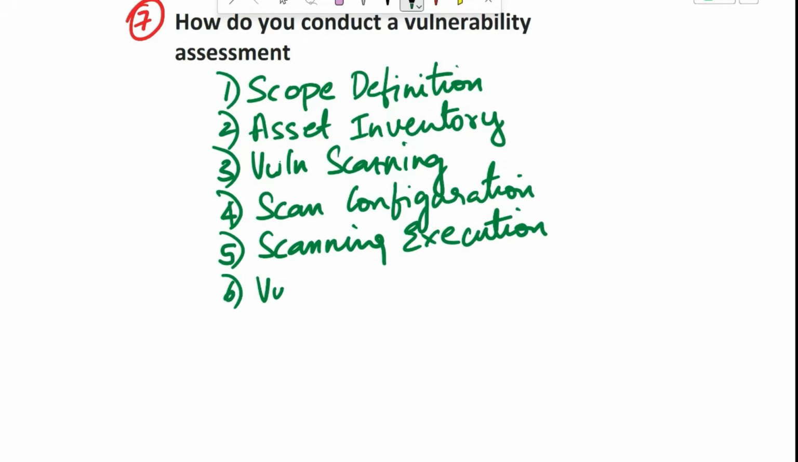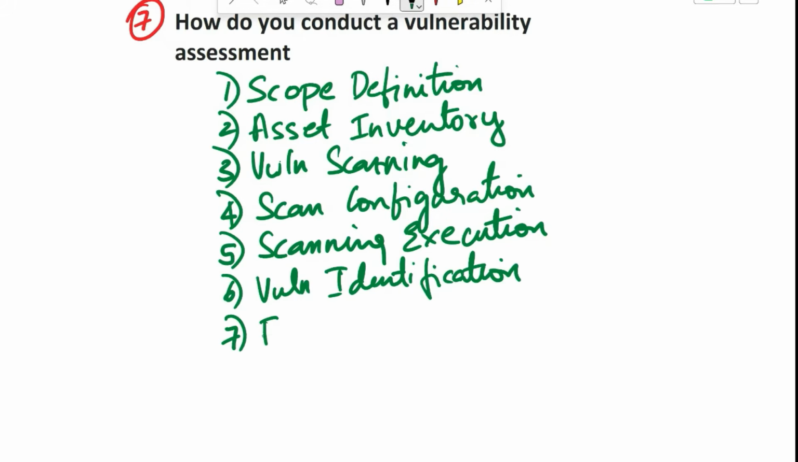Next one is vulnerability identification. Review the results of the vulnerability scan to identify and document the vulnerabilities detected. This includes assessing the severity, potential impact, and possible exploitation methods of each vulnerability.